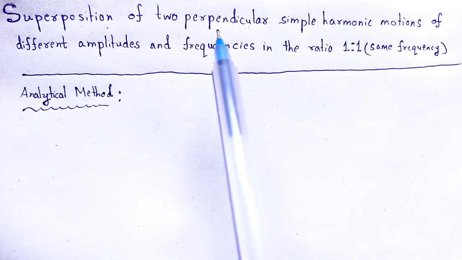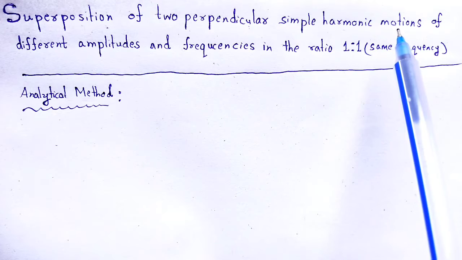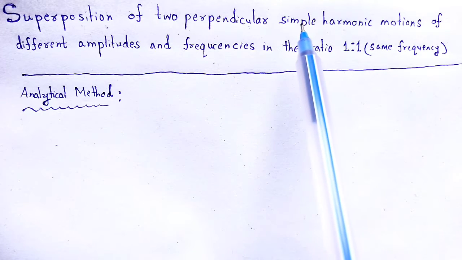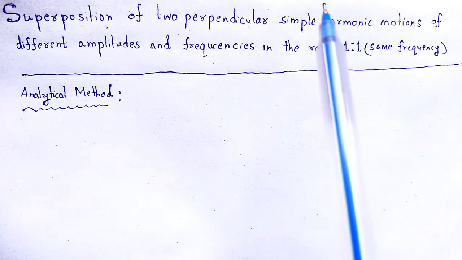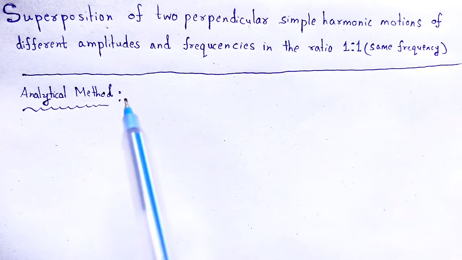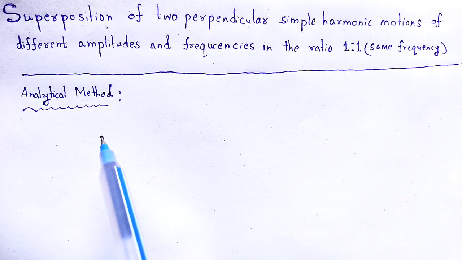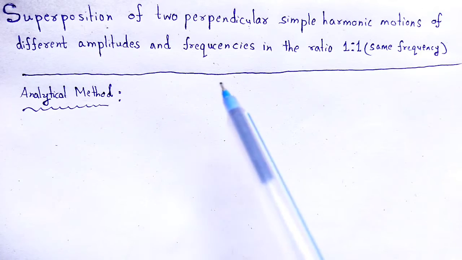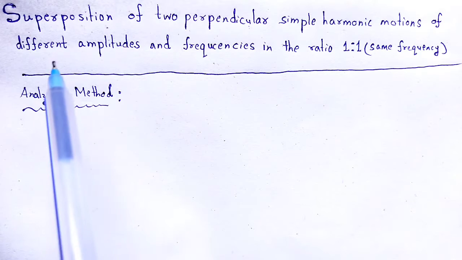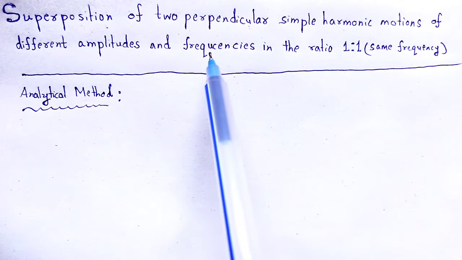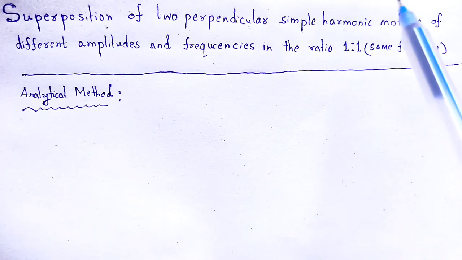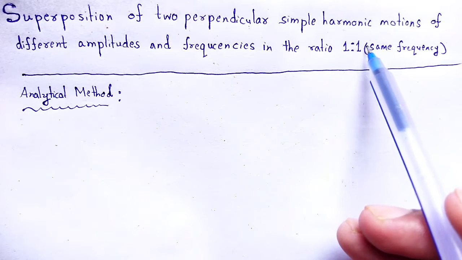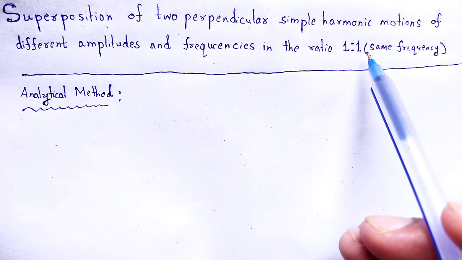When two perpendicular harmonic oscillations are superimposed with each other, then what happens? There are various cases we observe by taking different amplitudes and same frequencies. The frequencies are in the ratio of 1:1.